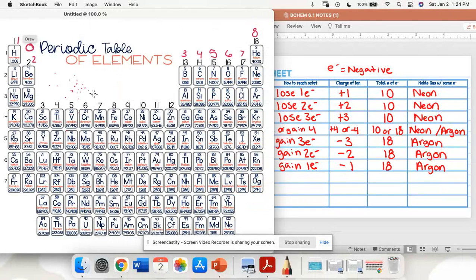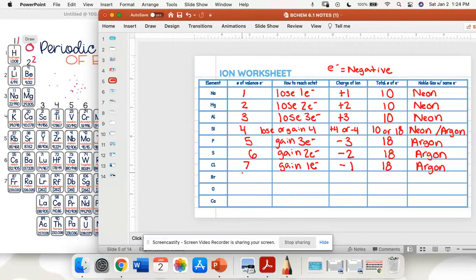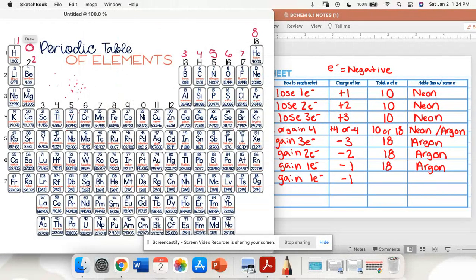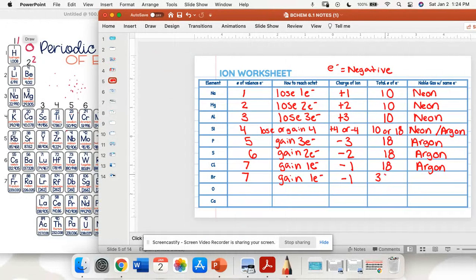All right, bromine, which is right underneath chlorine, atomic number 35, has 7 valence electrons. So just like chlorine, bromine is going to gain 1 electron, and it will also have a -1 charge. However, the noble gas is different. For bromine, it has 35 electrons on its own. If it gains 1, it will have 36. The element with 36 electrons is krypton. So we put 36 here, and it is becoming like krypton.